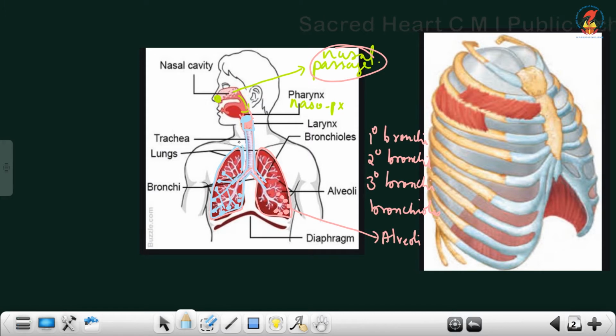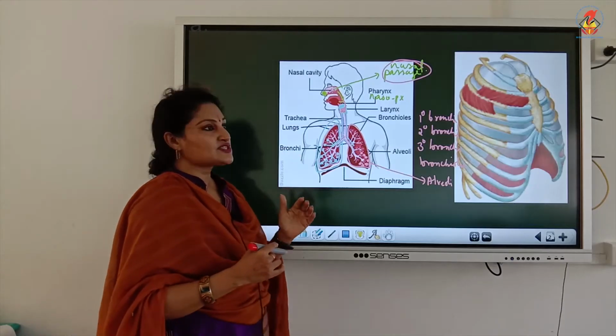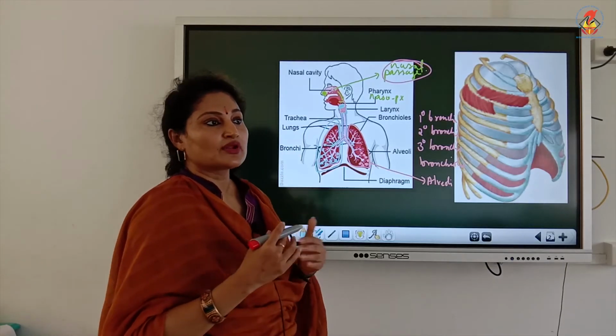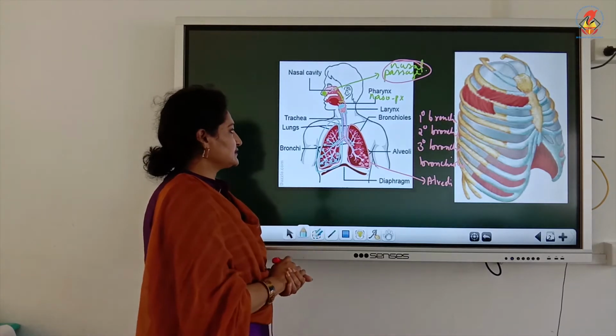Now I told you about the lungs. The lungs are surrounded by two membranes, called the pleural membranes, and between the two membranes there is a pleural fluid. It is very important to prevent friction, because there is always this movement of the lungs, so there is a chance of wear and tear and friction. So there is this fluid between the two pleural membranes surrounding each lung.